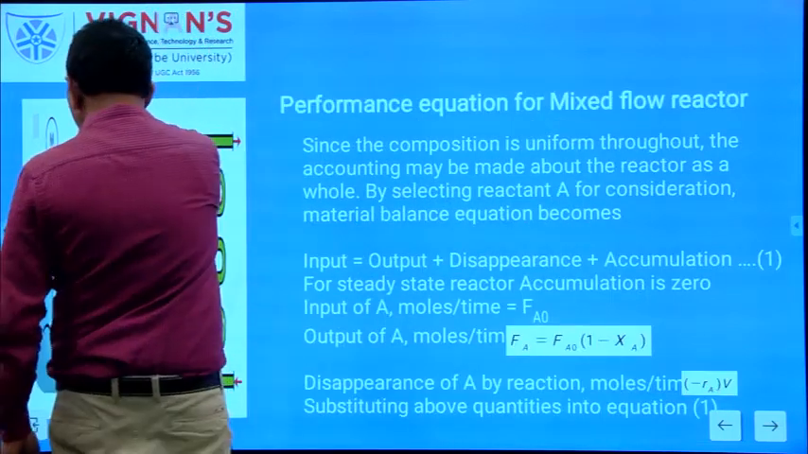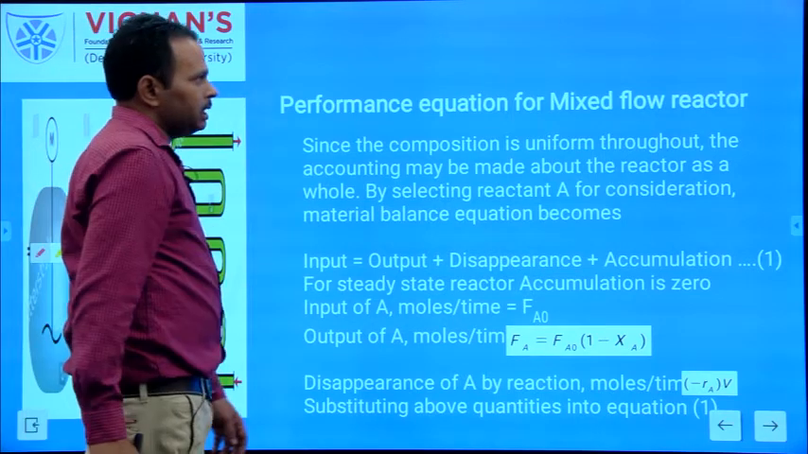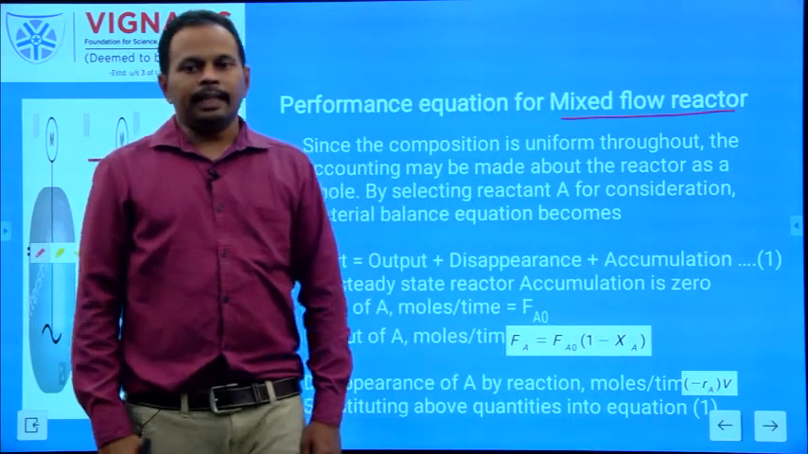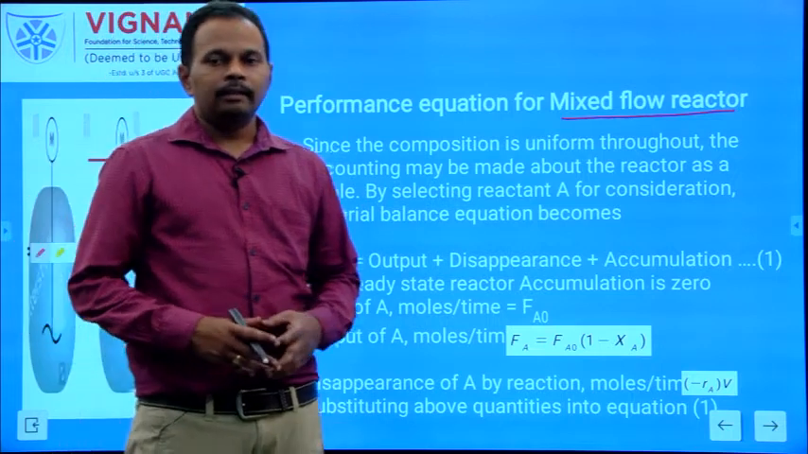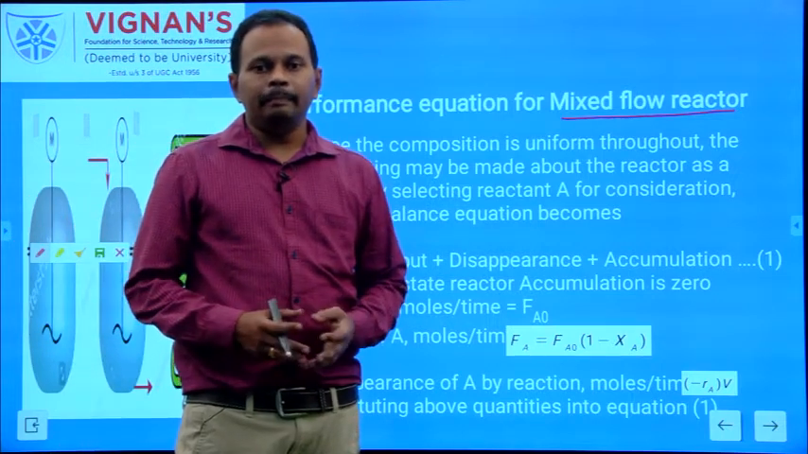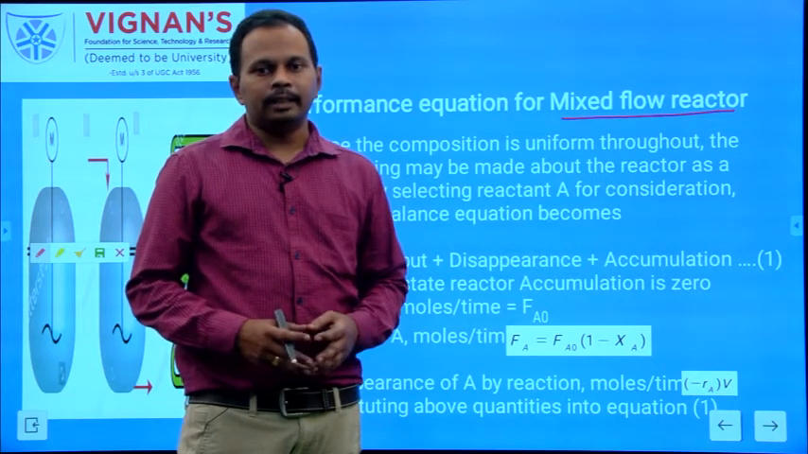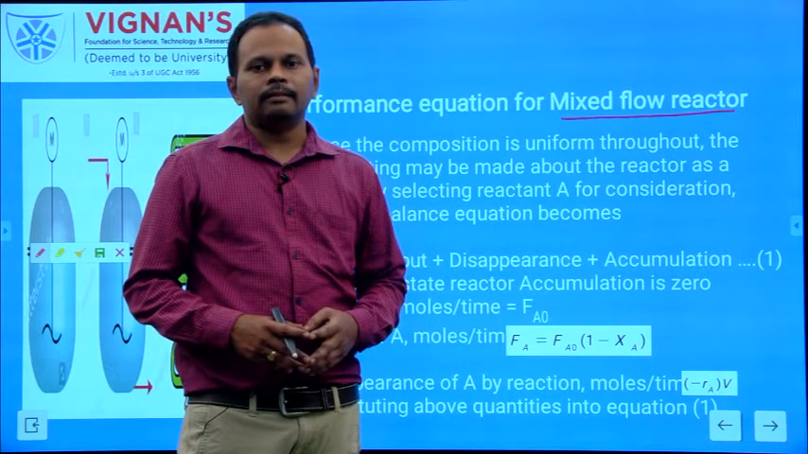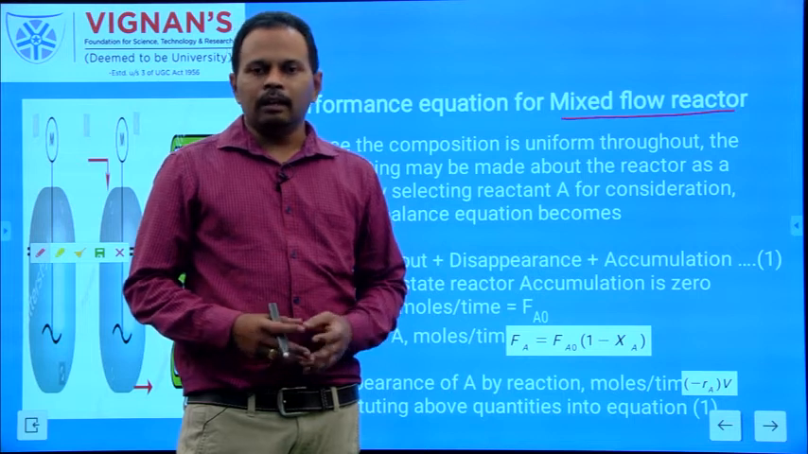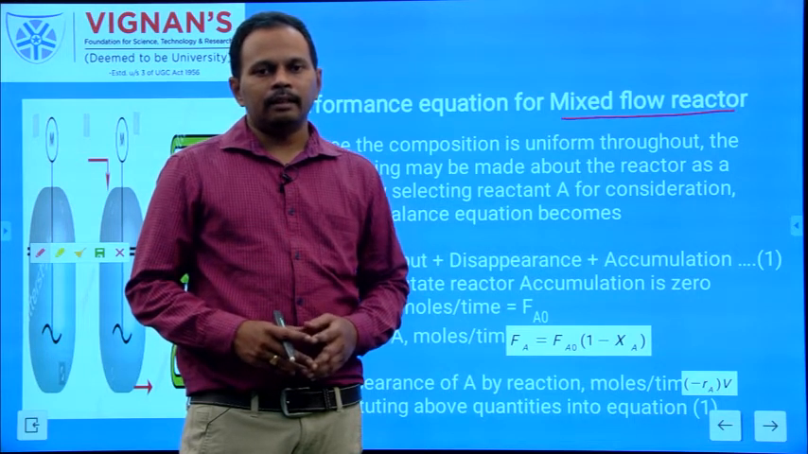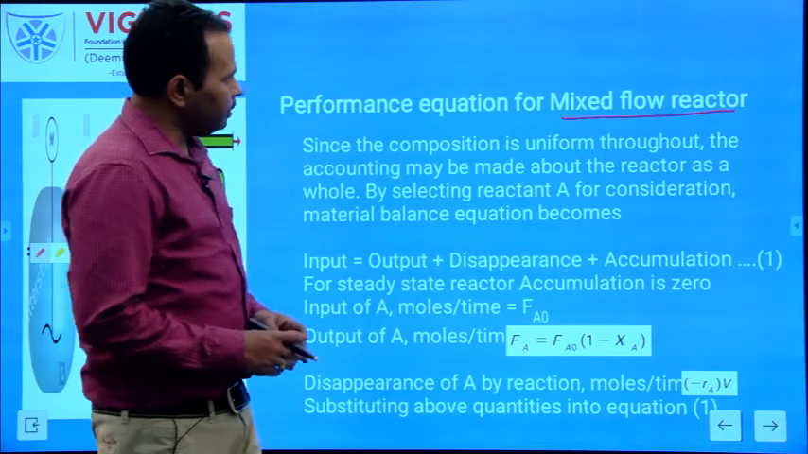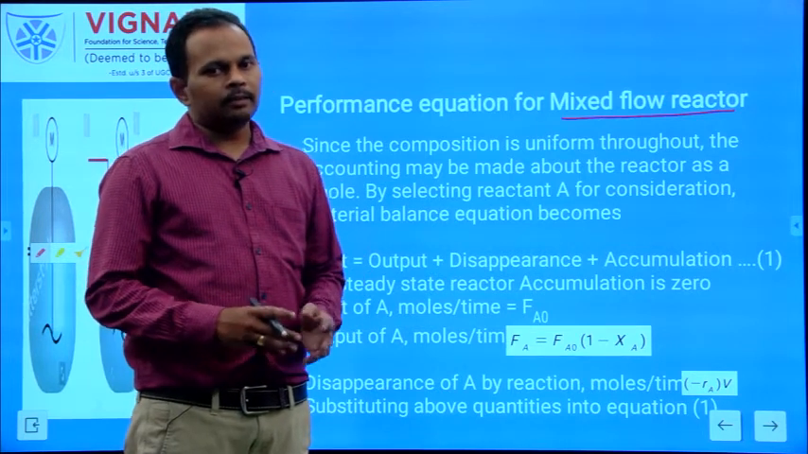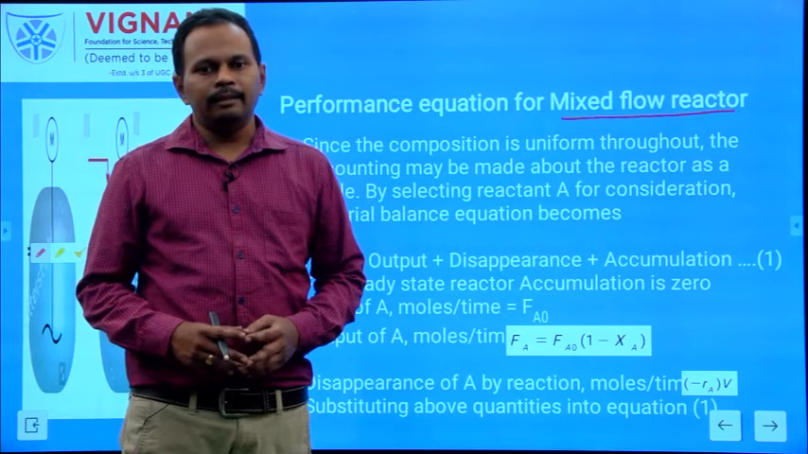Next one, performance equation for MFR. Before you go to the performance equation for MFR, it's very important to know the characteristics of the MFR. The MFR consists of a high speed impeller or agitator, so we can have highly mixed conditions within the reactor. The concentrations are uniform throughout the reactor, and the concentrations do not vary with respect to time. One more characteristic to remember for MFR is that whatever the concentrations within the reactor, the same concentrations we get in the exit or effluent stream.